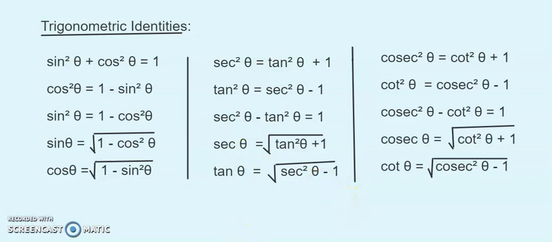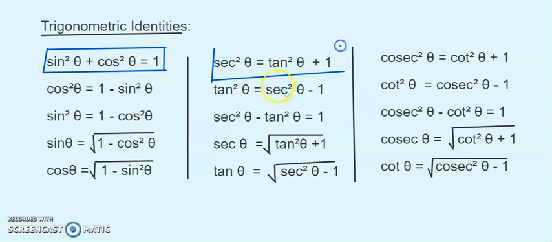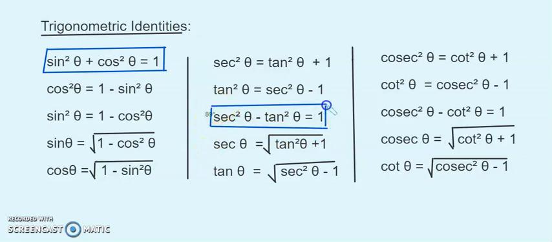Now the major part that I want to highlight here is that we have three identities equal to 1, and we need to remember them like that. Sine square theta plus cos square theta equals 1, sec square theta minus tan square theta equals 1, and cosec square theta minus cot square theta equals 1.